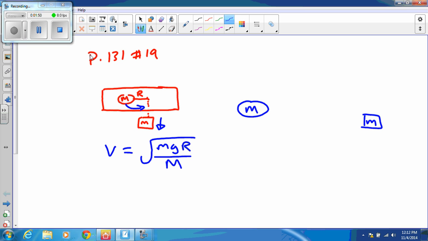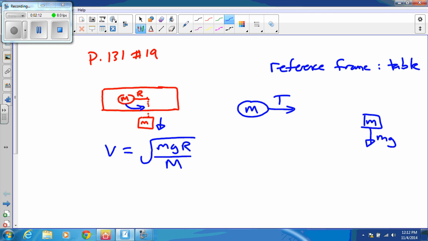We're going to analyze this from the reference frame of the table. In other words, an inertial reference frame. So when we do, we see that there's exactly one force acting on the hockey puck, and that is the tension in the string. And there are two forces acting on the mass m, and one of them is the tension in the string. Notice, same string, same tension, and also the weight of the mass m pulling down. Okay, now that we have the forces, we're ready to do Newton's laws.